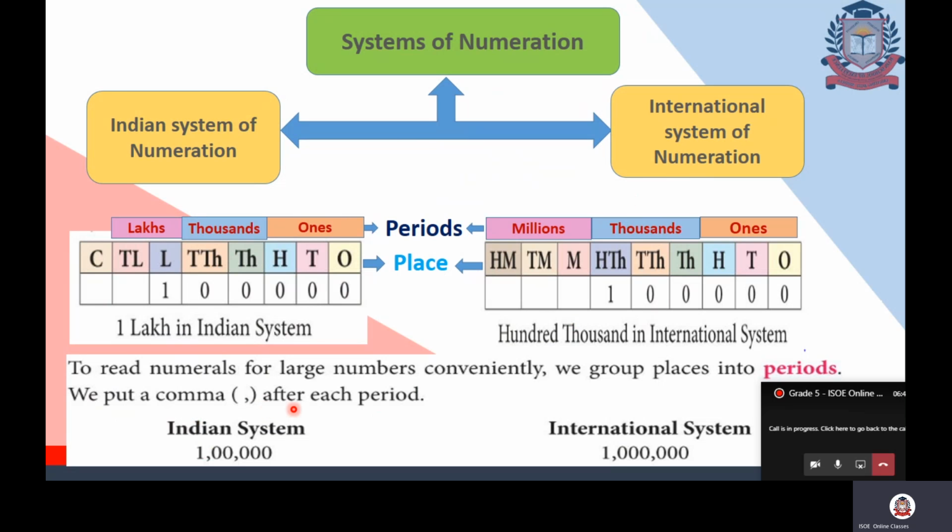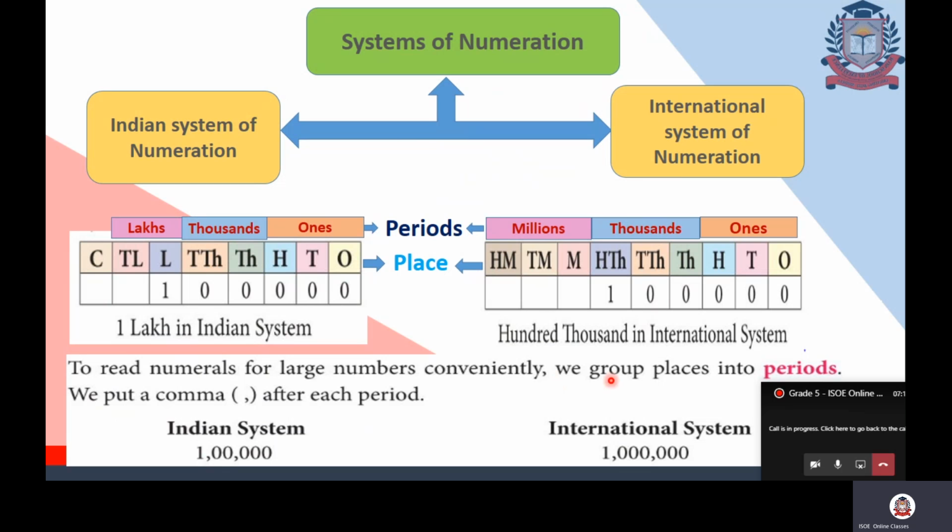So we put a comma after each period. See here, I have the ones period. After the ones period, I'll keep one comma, and after the thousands period, I use one comma to separate the periods. In the Indian system, ones, tens and hundreds come under the ones period, so after that I put one comma. Thousands and 10,000s come under the thousands period. After that, I put one comma, and then lakhs and 10 lakhs. After that, there will be one comma.